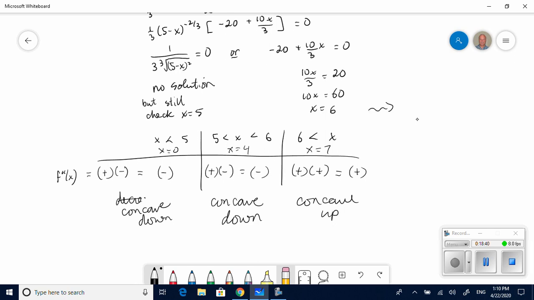But I should do this. What's the point when x equals 6 here? I'm going to put that back into my original function. That would be y equals 6 times 5 minus 6 raised to the 2/3 power. I think that was what it was. So 5 minus 6 is negative 1. Third root of negative 1 is negative 1. Squared is 1, times 6 would be the point (6, 6). So I have an inflection point at (6, 6). So I've gone from concave down to concave up. But again, that's worth looking at in Desmos and seeing that is in fact what we've got here.